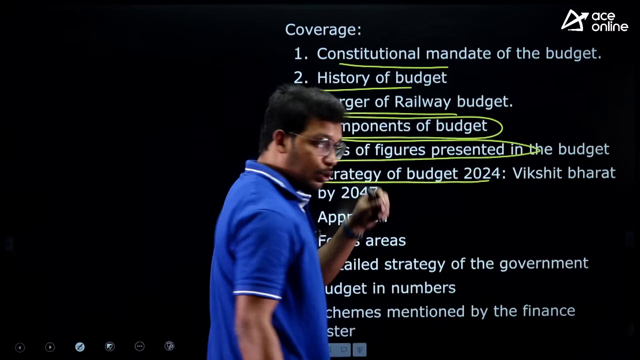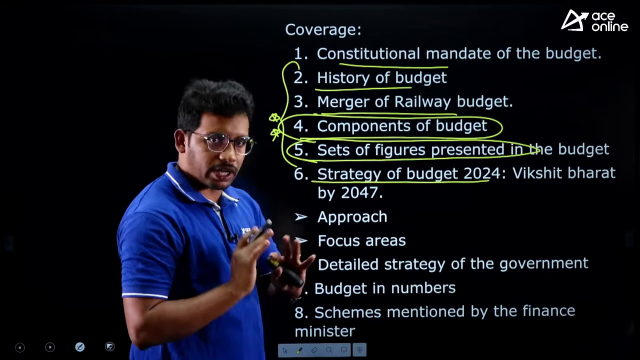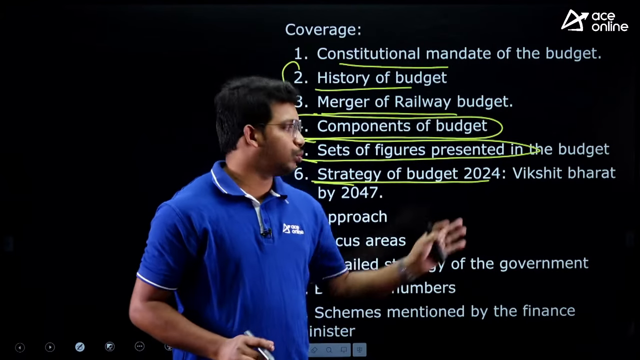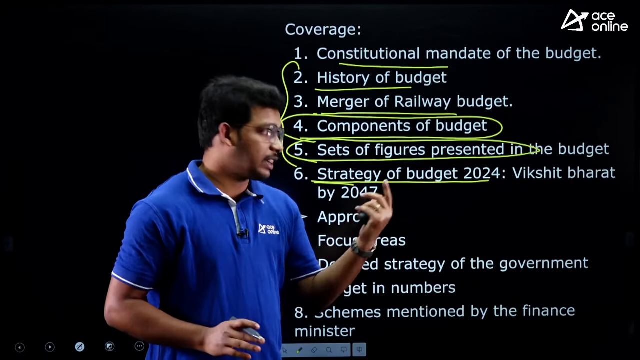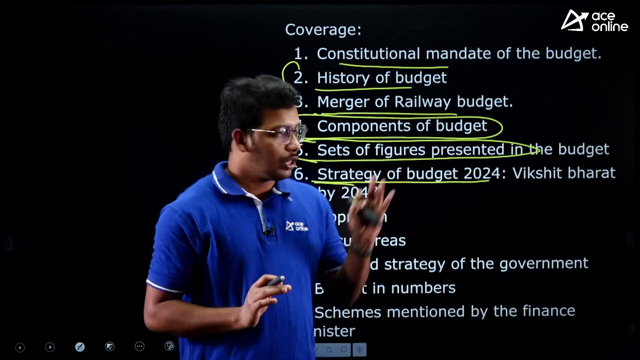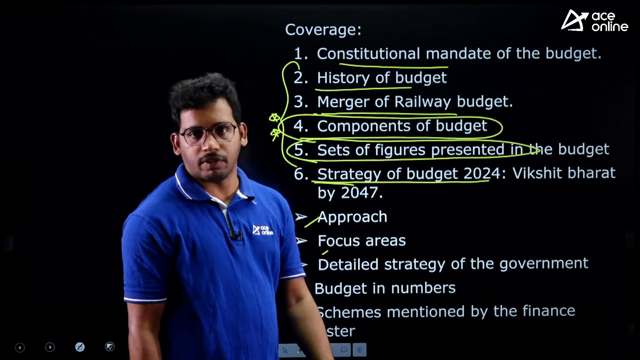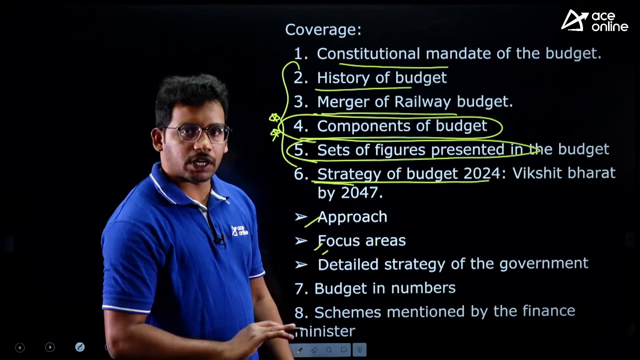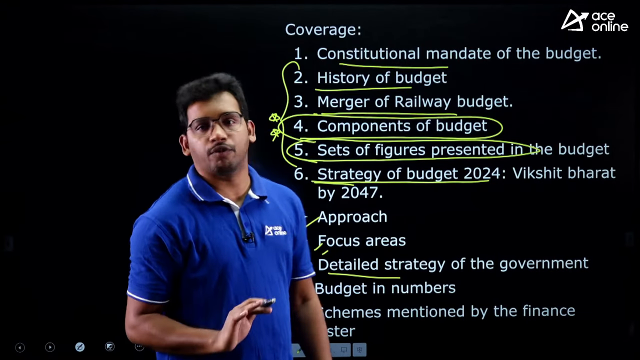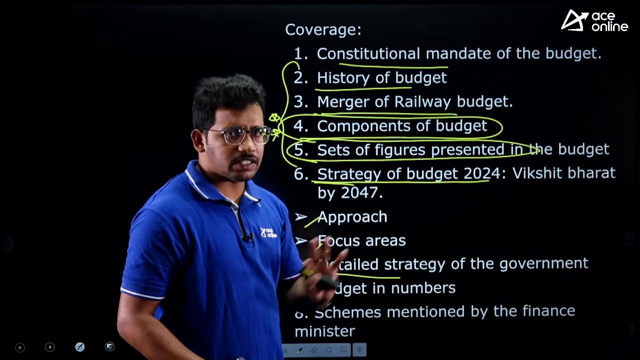Then the strategy of the 2024 budget. This year's budget we will be discussing very briefly; it won't take too much time. But here, the strategy, what the government aimed to achieve through the 2024 budget, we will see. And to achieve that objective, what are all the provisions the government has brought? Those are also very important. So here, the approach to achieve the goal of budget 2024, and then the focus areas of the government to achieve this objective. Finally, the detailed strategy the government has put forward to achieve Viksit Bharat. Viksit Bharat means developed India. We will see this, don't worry.